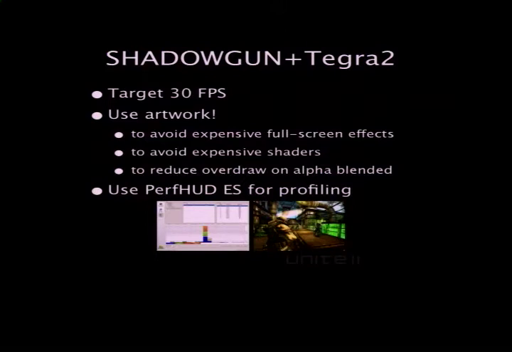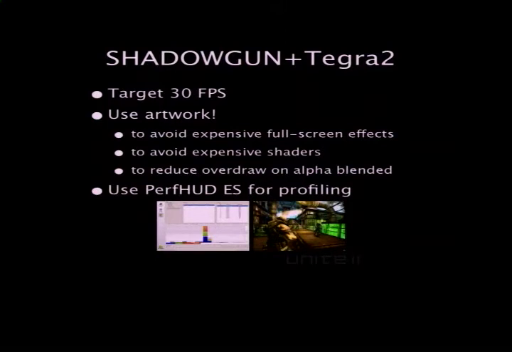It's a little bit covering the same material which we had in the talk with the Shadowgun, so I will be a little bit faster here. One of the challenges on the Shadowgun was to optimize for Tegra 2. We wanted to get it to 30 frames per second, and most of the optimization work was done on the artwork side, so it's very good to optimize artwork instead of optimizing the code.